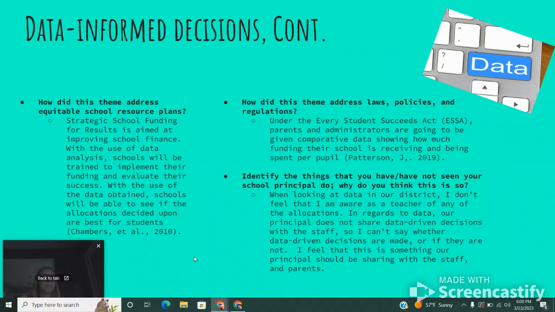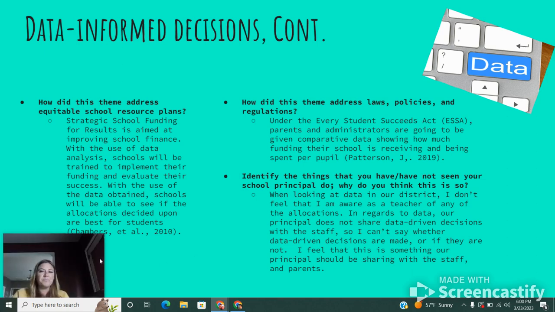Continued. How did this theme address equitable school resource plans? Strategic school funding for results is aimed at improving school finance. With the use of data analysis, schools will be trained to implement their funding and evaluate their success. With the use of the data obtained, schools will be able to see if the allocations decided upon are best for students and if the allocations show that it's actually working.